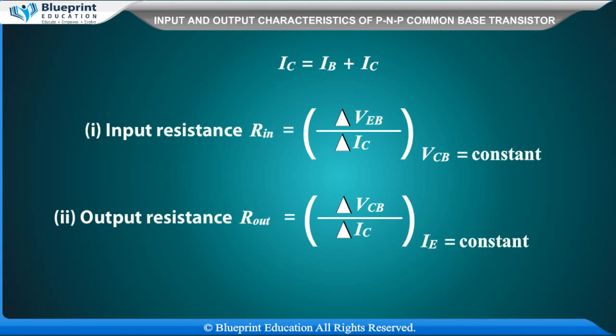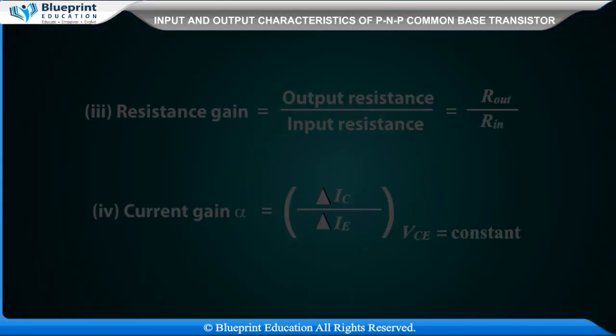IE is equal to IB plus IC. Input resistance Rin is equal to delta VEB divided by delta IE, VCB is equal to constant. Output resistance Rout is equal to delta VCB divided by delta IC, IE is equal to constant.